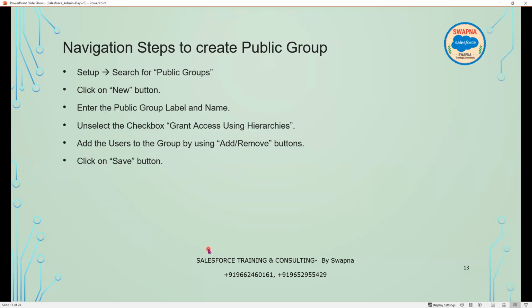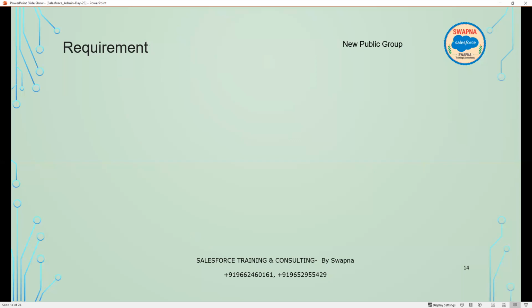So let's say the requirement. Now the requirement says I have 100 records. Now I have to create a public group. Assume that the requirement is we are getting the records.